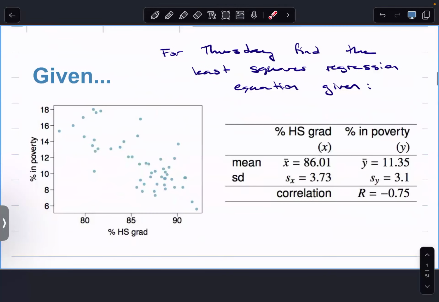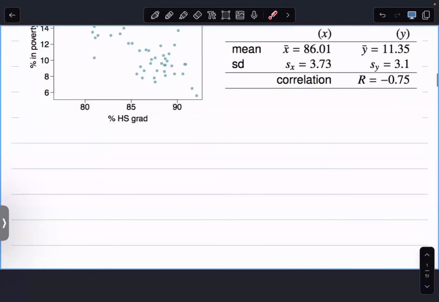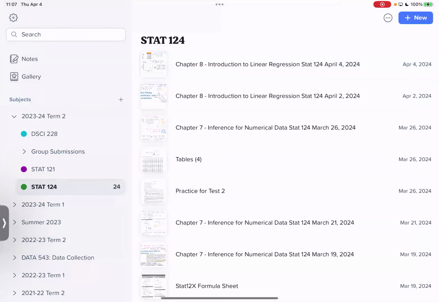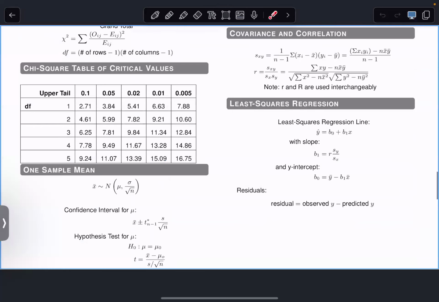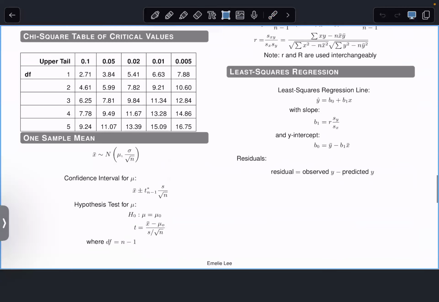Okay. All right. Let's grab from the formula sheet the formulas that we're working with. We're just about to wrap up the entire formula sheet, if you can believe that.